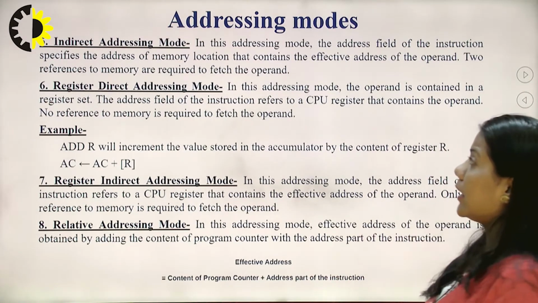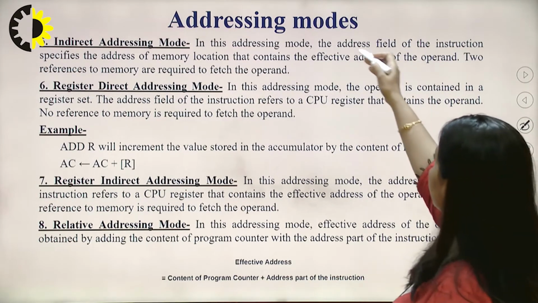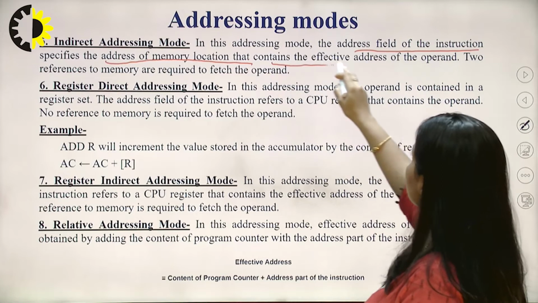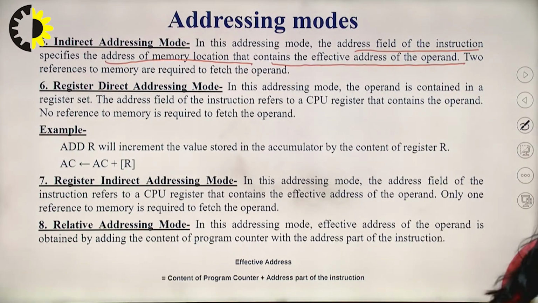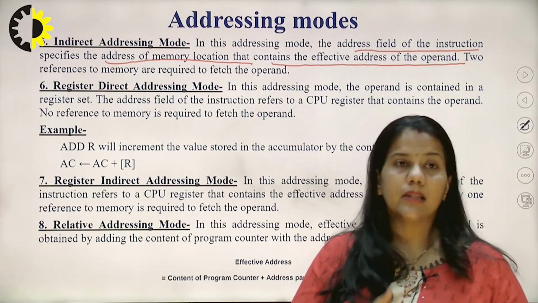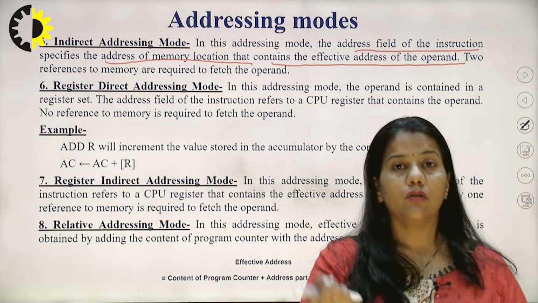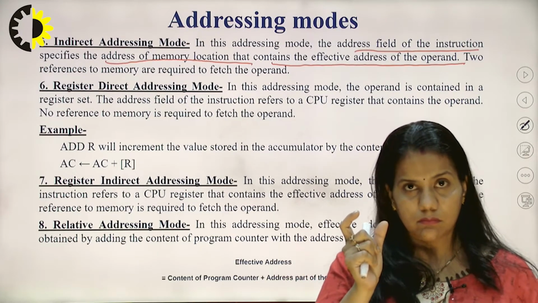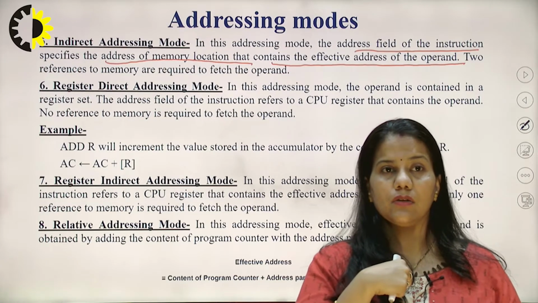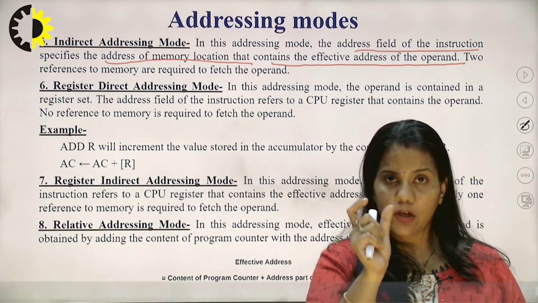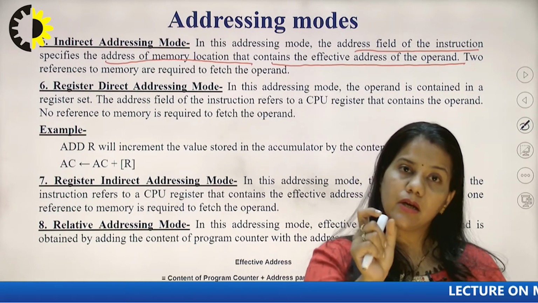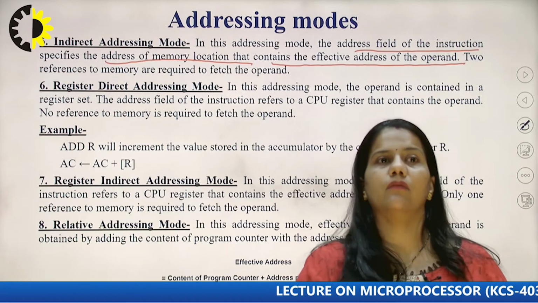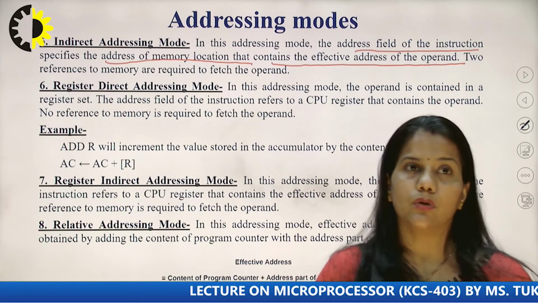Now, we talk about the indirect addressing mode. In this case, the address field of the instruction specifies the address of the memory location that contains the effective address of the operand. So, whatever we as a programmer have at the operand location, that will be treated as the memory address, and the content that will be present at that memory address, that is our operand. So, on that the operation is going to be done.